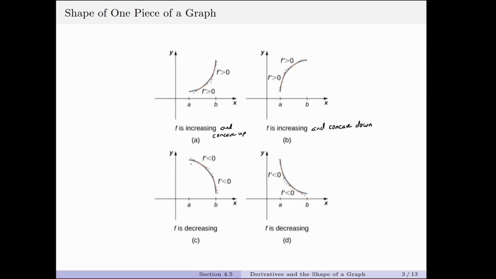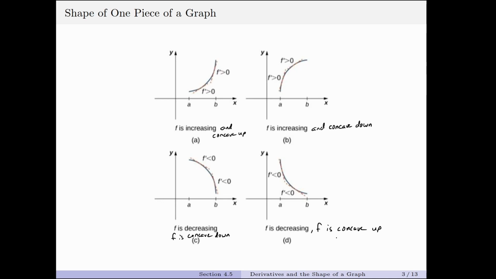Likewise, there are two different shapes for a decreasing function. If the function's decreasing and has this bent down shape, that means that those tangent lines are getting more and more negative. So f prime is decreasing, which means that f is concave down. And if f is decreasing but has this bent up shape, that means that the tangent lines are getting bigger and bigger as we go, so f is concave up.